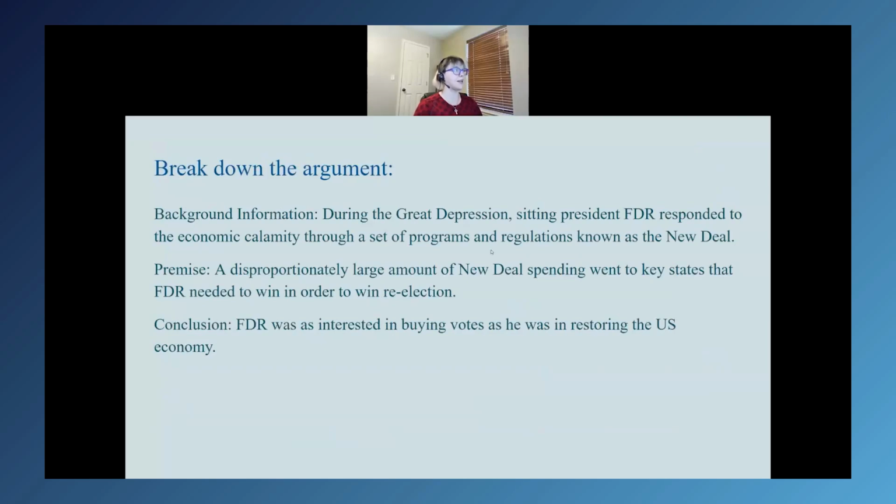So, during the Great Depression, FDR responded to the economic calamity through a set of programs and regulations known as the New Deal. A disproportionately large amount of New Deal spending went to key states that FDR needed to win in order to win re-election. So, notice the timeline on this. A disproportionately large amount of this spending went to states that he needed to win in the next election.